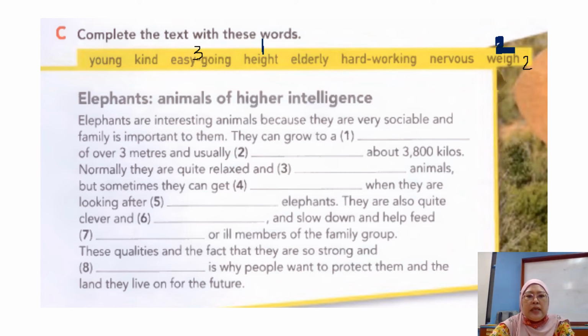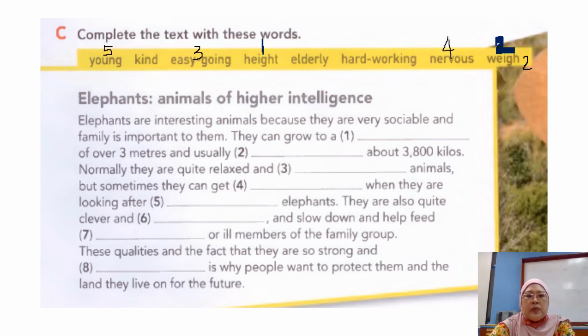But sometimes they can get, just now this one is positive, so look for something negative. But sometimes they can get nervous when they are looking after what kind of elephants? They look after young animals. Young elephants. So they can become a bit nervous.